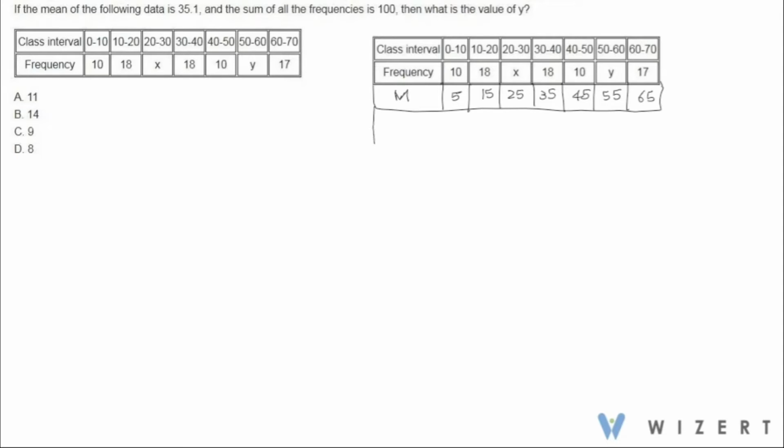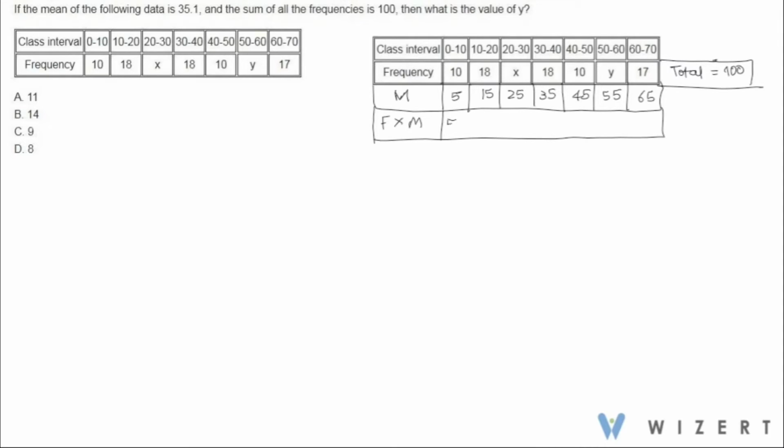Now let's make another row where we multiply the frequency of each class with its midpoint and write the value of multiplication here. The total of all the frequencies is given as 100. So let me write it here. Total equal to 100. Yes, and now let's find the multiplication.